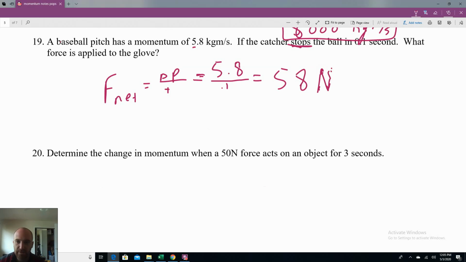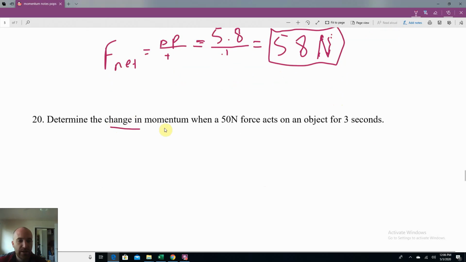Cool, and that's a good answer for us. So this is the amount of force it takes to stop that baseball. And again, we connected momentum and force in order to do that, and that's kind of why we care about this. 20. Determine the change in momentum.